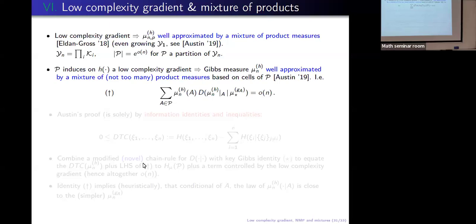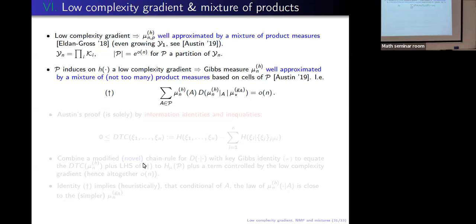Now, the low complexity gradient really means that this measure, Gibbsian measure, is well approximated by a mixture of product measures. And this was done by Eldan and Gross, Renan Gross, in 2018. And Tim Austin in 2018 made another proof, which is very insightful, I think very beautiful, very short, and allowed even for growing the alphabet because he needed it for dynamical systems. And what he did, he essentially says, assume that you have a partition, not too large cells, which induces on H a low complexity gradient. Then the Gibbs measure, he claims, is well approximated by a mixture of not too many product measures which are based on the cells of P.